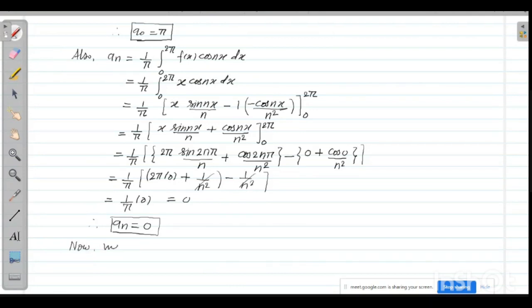Now our job is to find bn. Now we will find the coefficient bn. For this we have the formula for bn. Therefore bn equals 1 upon pi integration of limit 0 to 2 pi f of x sin nx dx.